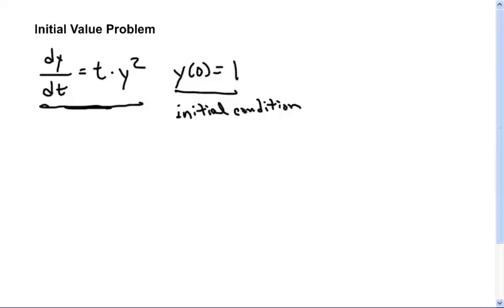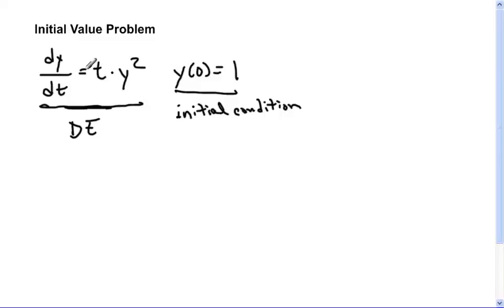But the context of that is where does it start? And then between the two of them, you, in theory, can predict where y will be at any given time in the future. So an initial value problem is a combination of the pure differential equation and the initial condition.